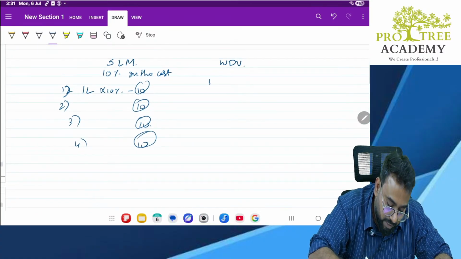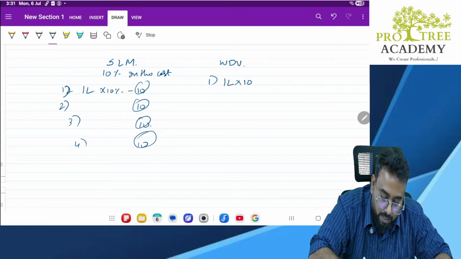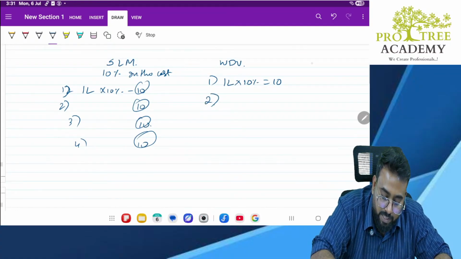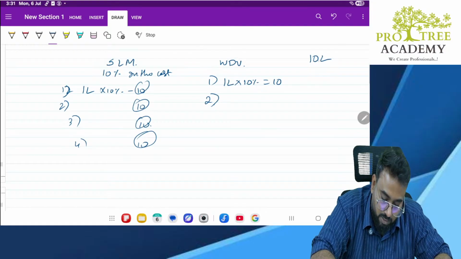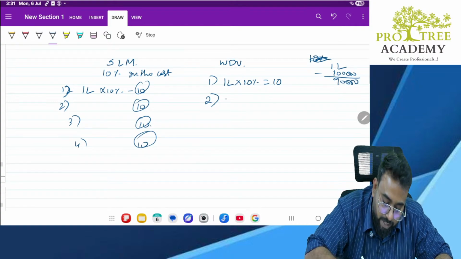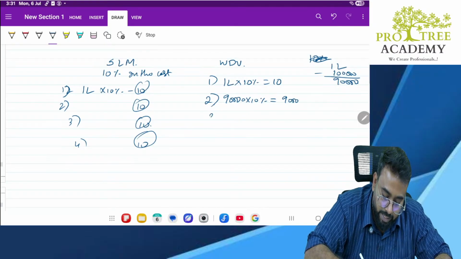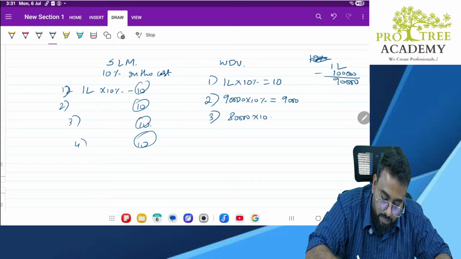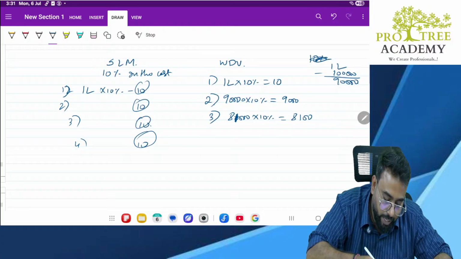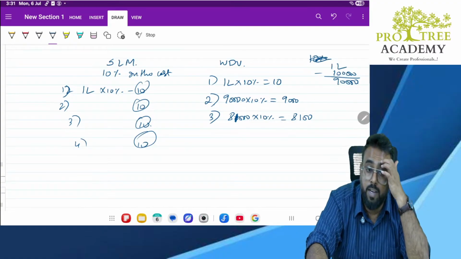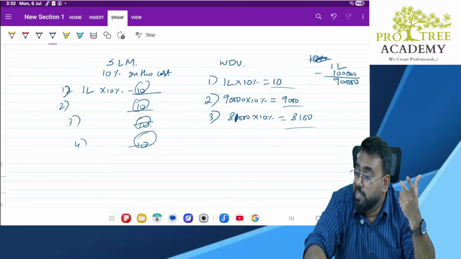Under WDV, 1 lakh into 10% will give you 10,000. So first year depreciation is 10,000. Second year, it will not be 10,000. First year the cost was 1 lakh, the depreciation was 10,000, what is remaining? 90,000. Now in WDV, 90,000 will be used for charging the depreciation, so that will be 9,000. Third year, 81,000, so 8,100. This is WDV. Look carefully: here every year 10, 10, 10; here 10,000, 9,000, 8,100. Next year it will come down again. Clear? Now I will tell you how accounting policies influence.